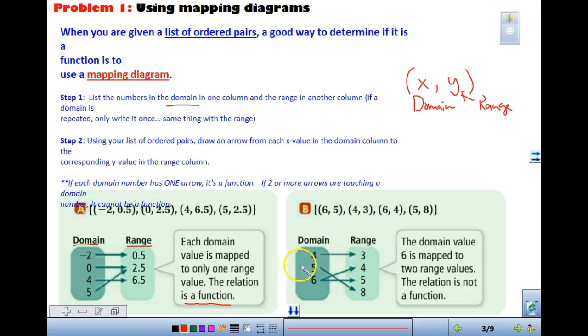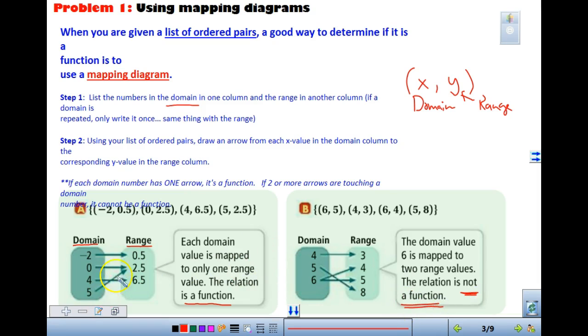Whereas when we look at B and we put our domain, so they put 4, they put them in numeric order. Do you have to have them in numeric order? No, you could have put 6 first. 6 goes to 5. You have 4 goes to 3, you have 5 goes to 8, and then you have 6 goes to both 4 and to 5. Because 6 maps to 2 different things, this is not a function.